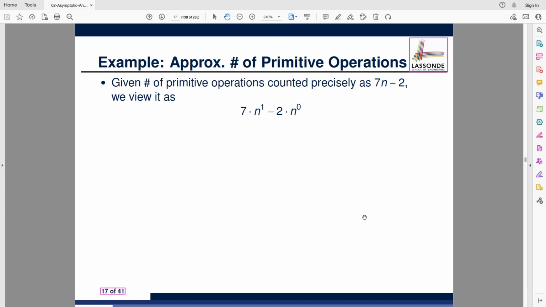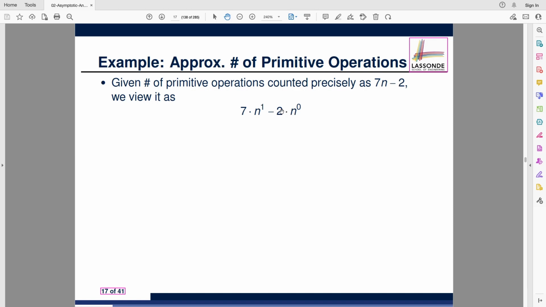Given the number of primitive operations counted, something like we did before, 7n minus 2 would be just one example. What I'm doing here is putting the exponent over here to be more precise. n is equivalent to n to the power of 1. And also the minus 2.